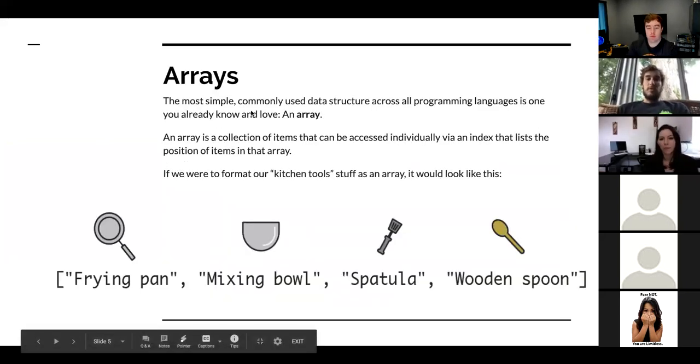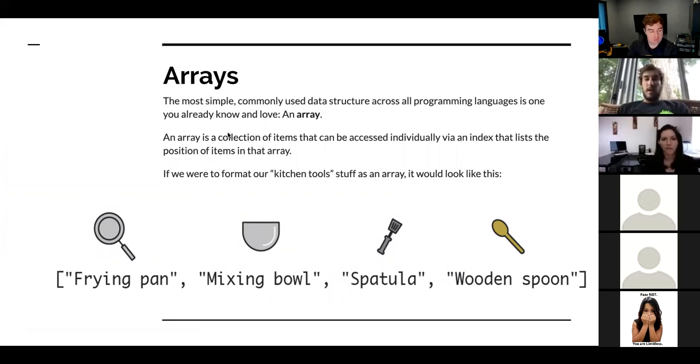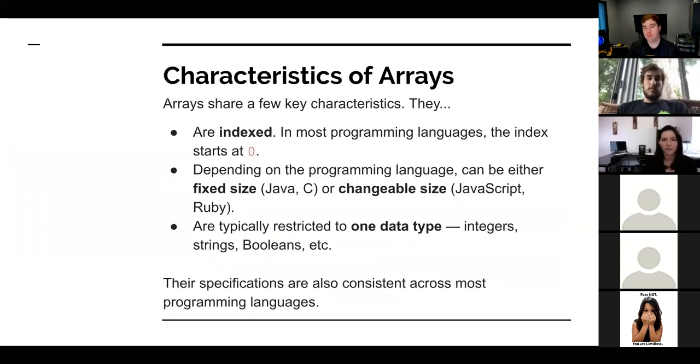So obviously the most simple type of data structure is an array. I think we've gotten pretty familiar with that. It's a collection of items that can be accessed individually via an index that lists the position of the items in the array. Some of the characteristics of arrays: they're indexed, like I just said.